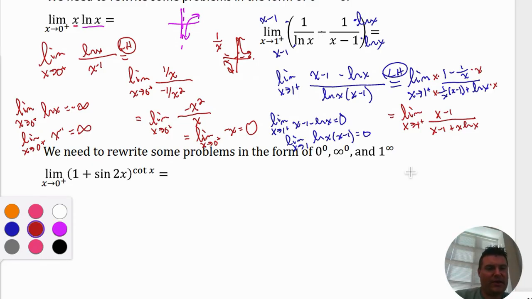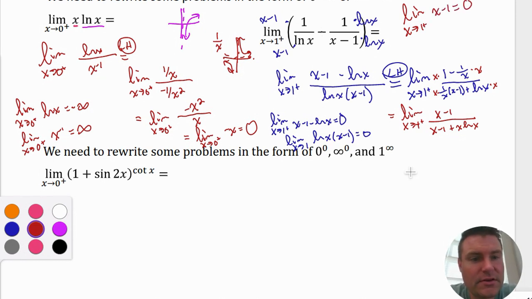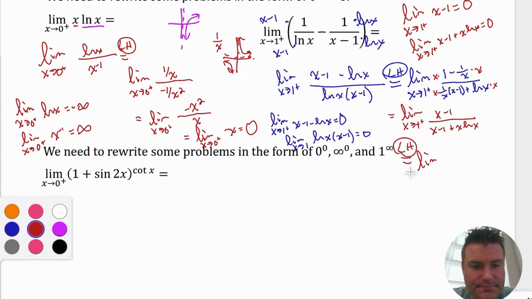Looks like we're going to have another L'Hopital going on here, because if I substitute in a 1, I'm going to end up with a 0 over 0 again. So I'm going to show that right up here, if you do not mind. Like I care if you mind. The limit as x approaches 1 to the right of x minus 1 over x minus 1 plus x ln of x. I'm going to have another product rule as I do this one.